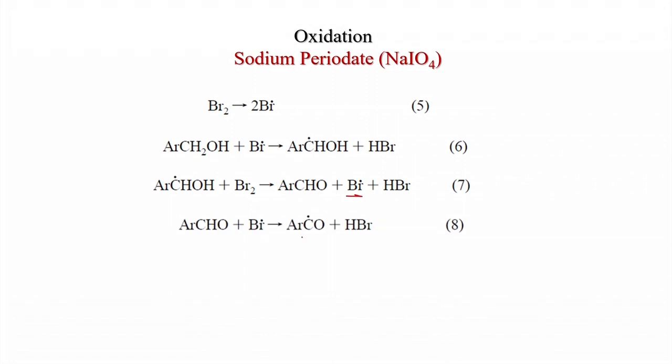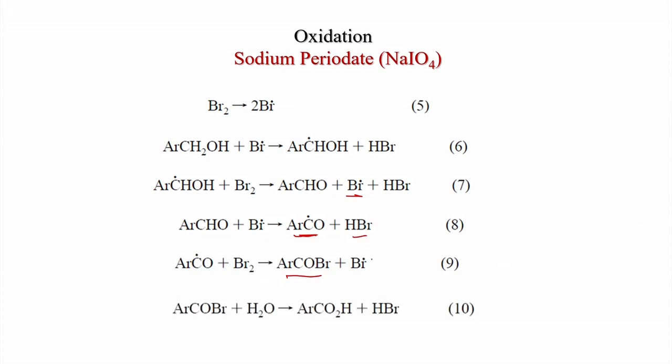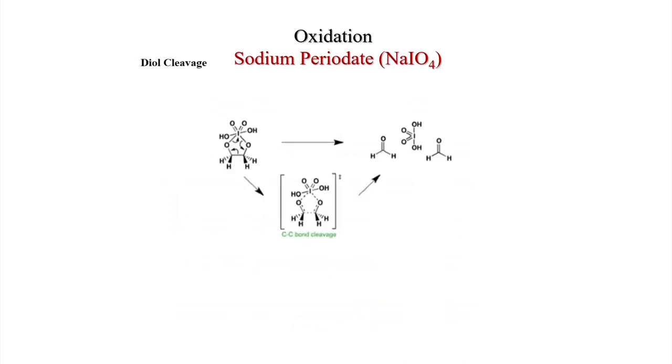to react with Br dot to generate the ketyl radical plus HBr, and this ketyl radical reacts with bromine to generate the ArCOBr plus Br dot also. And now finally ArCOBr plus H2O gives ArCO2H plus HBr. So when toluene is going to the carboxylic acid, it is going through many intermediates. First the benzyl bromide is formed, benzyl bromide goes to the benzyl alcohol, goes to the benzaldehyde derivatives, and benzaldehyde derivatives goes to ArCOBr, acyl bromide, and now acyl bromide on hydrolysis gives the carboxylic acid.